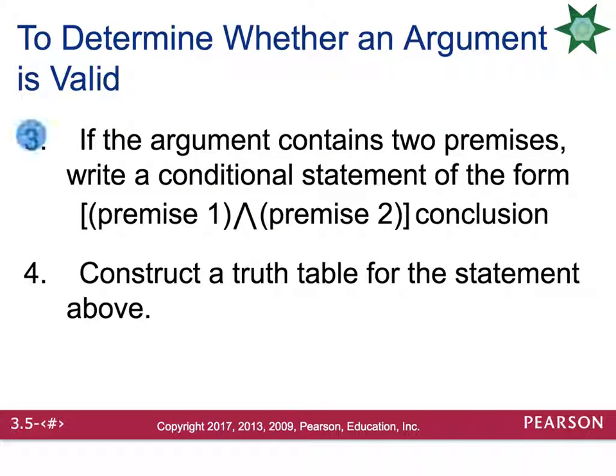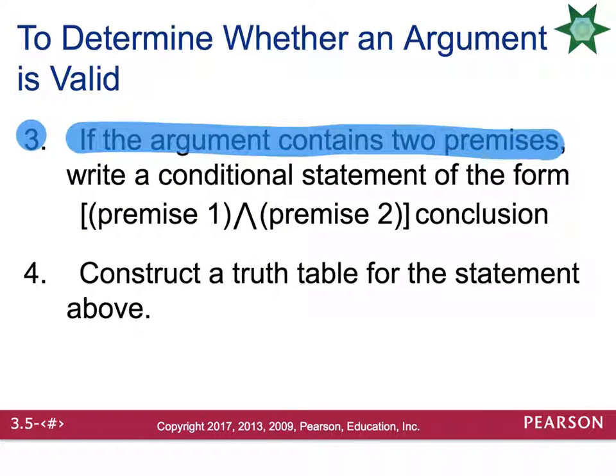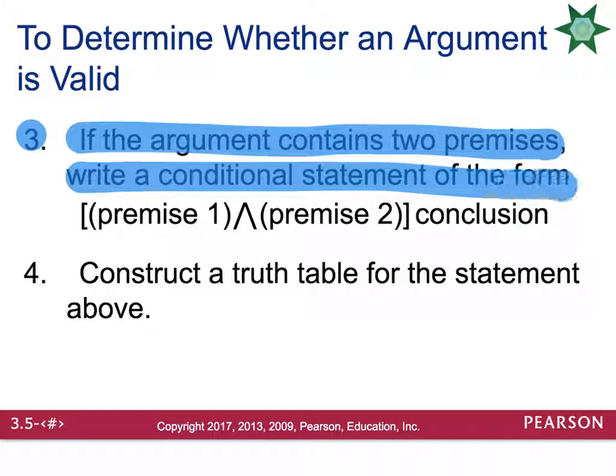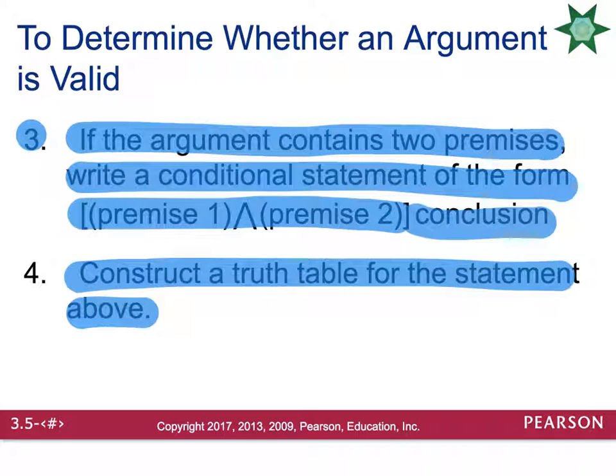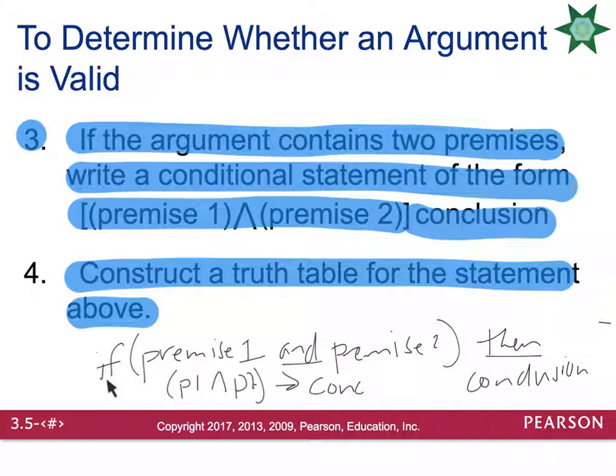So step 3 says if the argument contains two premises, write a conditional statement of this form: premise 1, premise 2, conclusion. Then construct a truth table for the statement above. Let me rewrite this. Hold on. It should be saying if premise 1 and premise 2 in parentheses, then conclusion. If premise 1 and premise 2, then conclusion. And construct a truth table for the statement above.